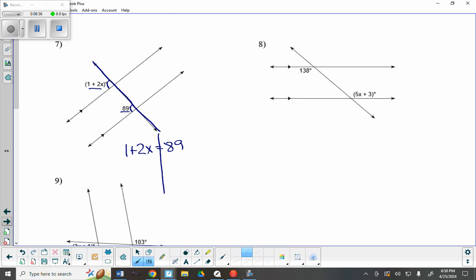So again, draw your line, get the x term by itself. So we're going to subtract 1 from both sides. So 2x equals 88. Divide by 2. X equals 44 is my final answer.